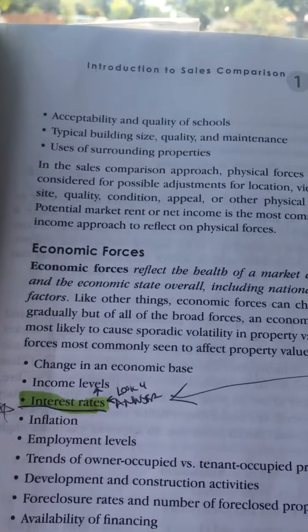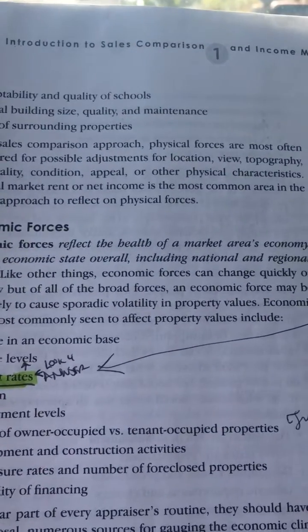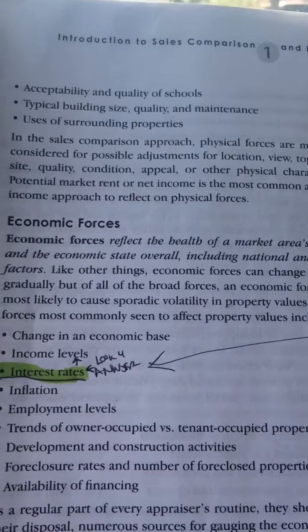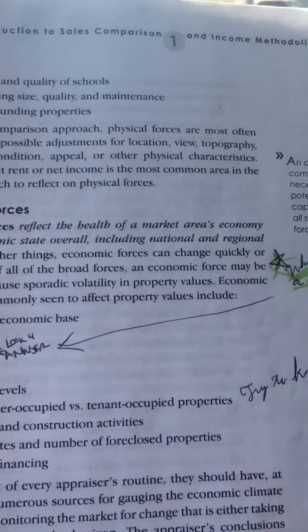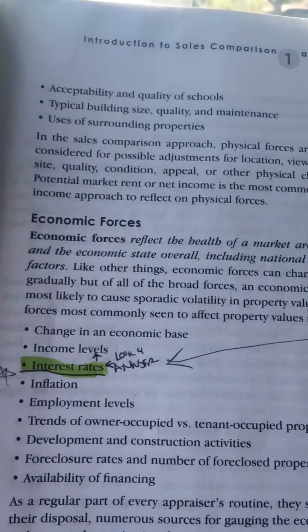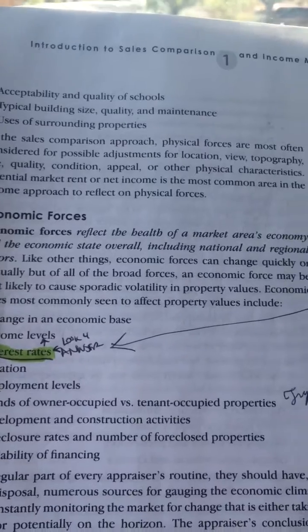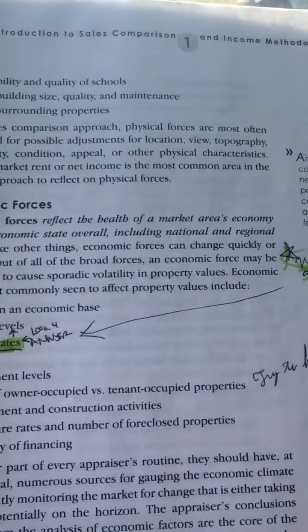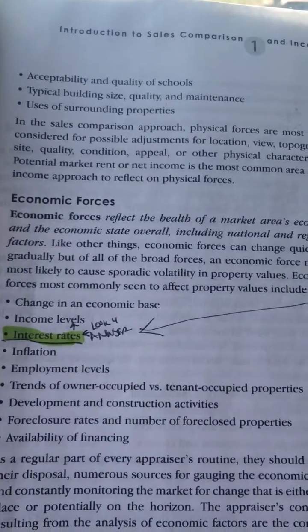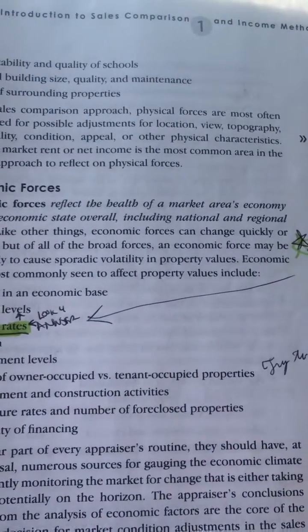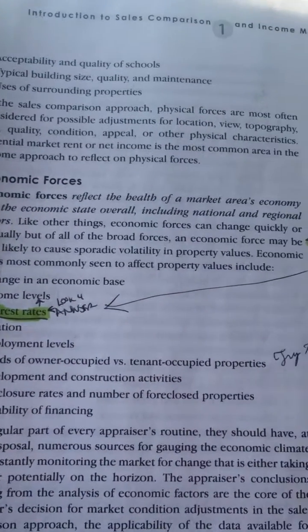Uses of surrounding properties. In the sales comparison approach, physical forces are most often considered for possible adjustments for location, view, topography, site, quality, condition, appeal, or other physical characteristics. Potential market rent or net income is the most common area in the income approach to reflect on physical forces.